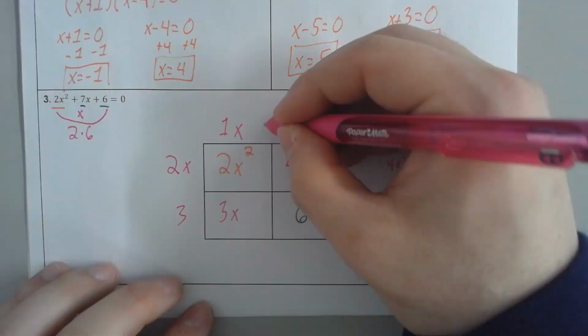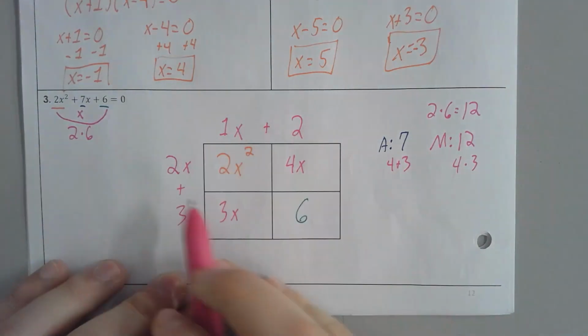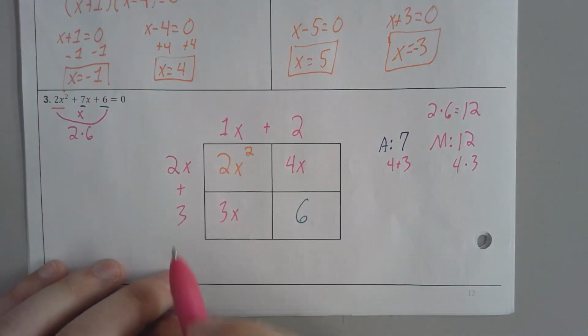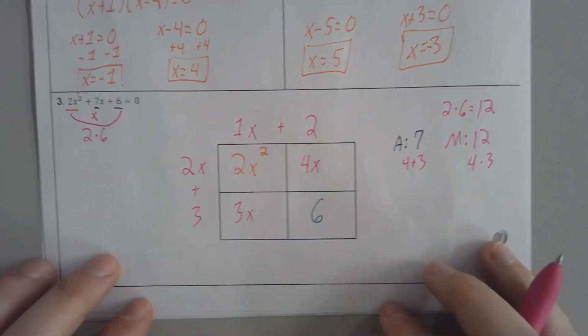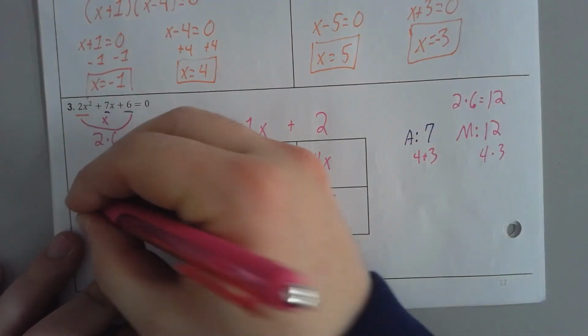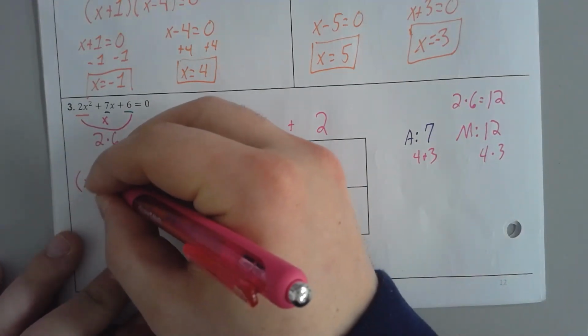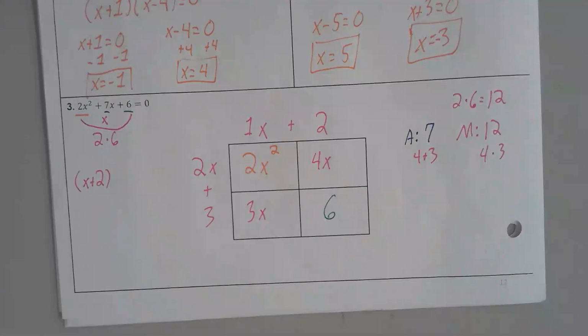So now we're going to take what we've got on top here and on the side, and that's what's going to be what goes in our two sets of parentheses. So we've got 1x plus 2. I'm just going to put x.